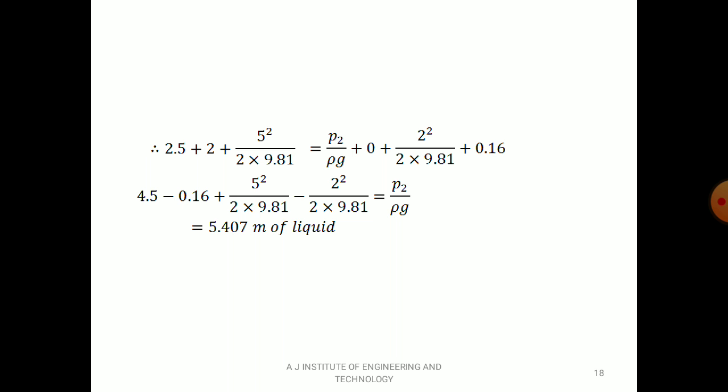Don't forget, the unit is meter, not Newton per meter square, because it is a head. The head unit is meter because HL is also in head. I already used the expression: total head equal to pressure head plus datum head plus velocity head or kinetic head. So the unit is meter, don't forget that. P2 by rho g is 5.407 meter of liquid. So this is a problem related to real and ideal fluid from Bernoulli's equation. This is chapter 1 of module 3. Okay, thank you.